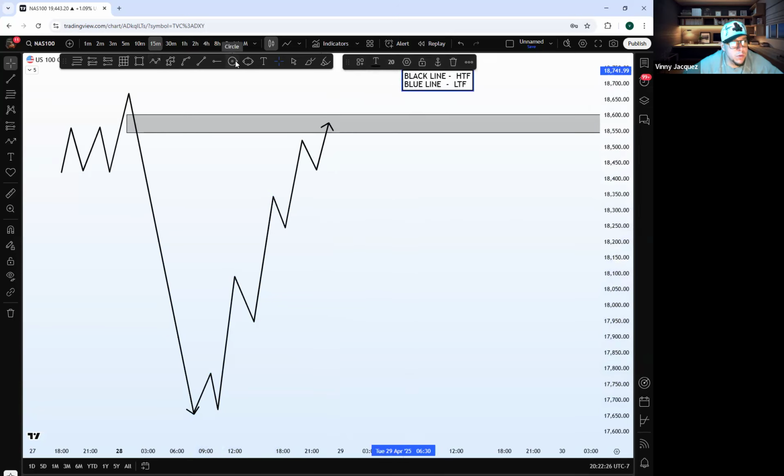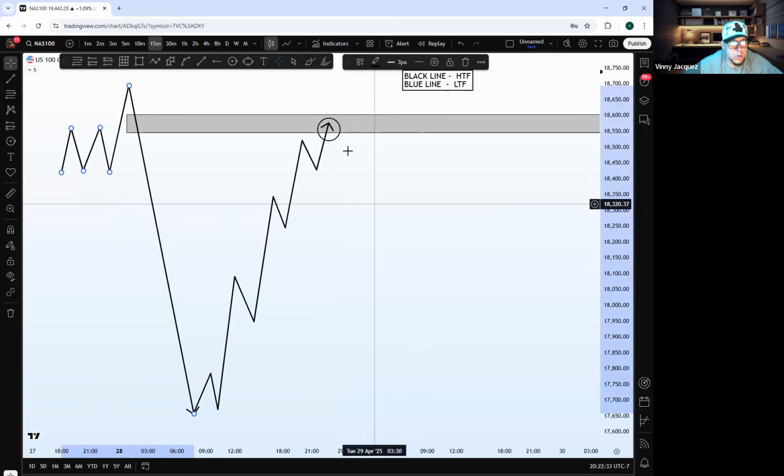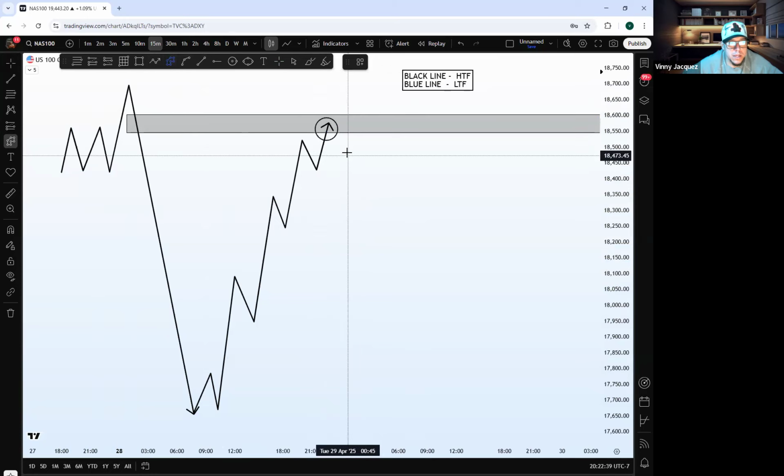Now, as soon as the market taps into this area, what do we do, guys? We always drop down to our lower time frame. And usually we drop down straight to the 5 or the 1 minute. Now, what does that look like? Right? We already know.